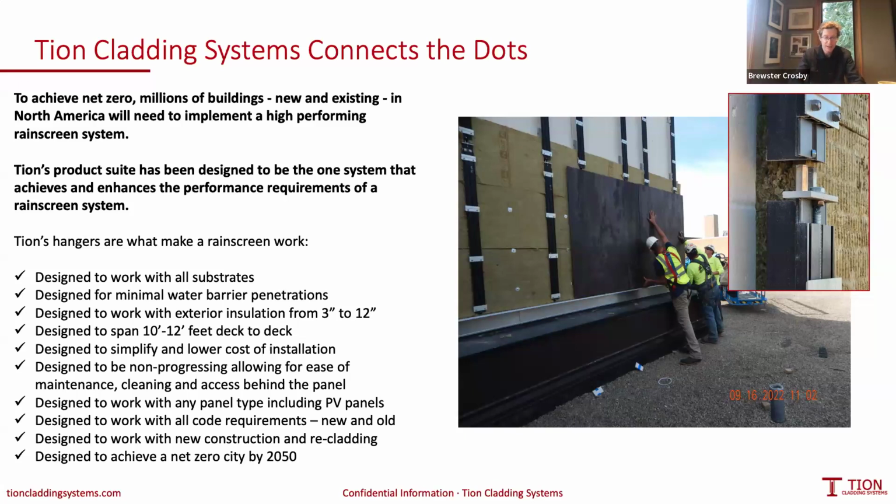Our spacing on how we attach to a building is quite a bit less than other systems. So we minimize water barrier penetrations and have really great performance when it comes to water barrier protection. We're designed to work with various depths of insulation. Depending on where you are in the country, code will require at least, in some places it's none, but it's changing, at least 3 inches of insulation on the exterior of the building. In some cases, it's up to 12 inches. And we have the ability to incorporate all that depth as needed in a rain screen.